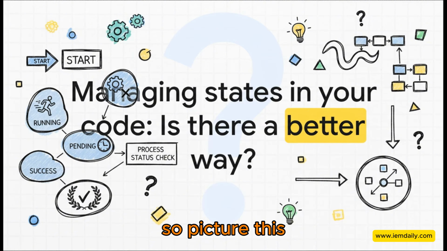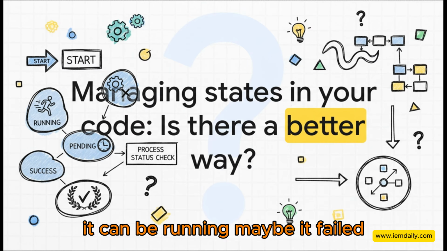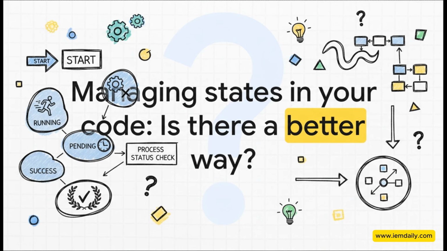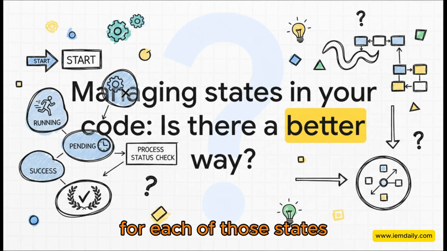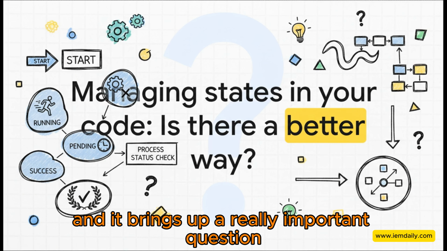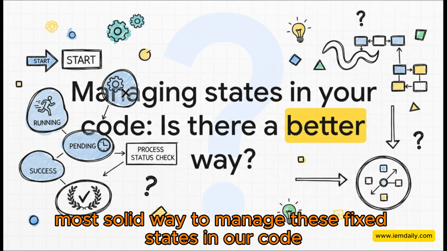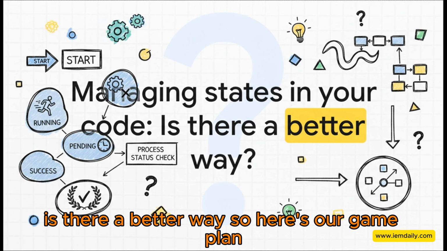So picture this. You're tracking something in your application. It can be running, maybe it failed, it could be pending, or it could be a success. Your code needs to do something different for each of those states. This is a super common problem for developers, and it brings up a really important question. What's the cleanest, most solid way to manage these fixed states in our code? Is there a better way?